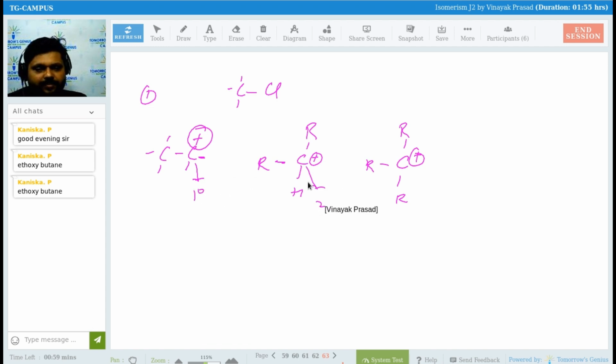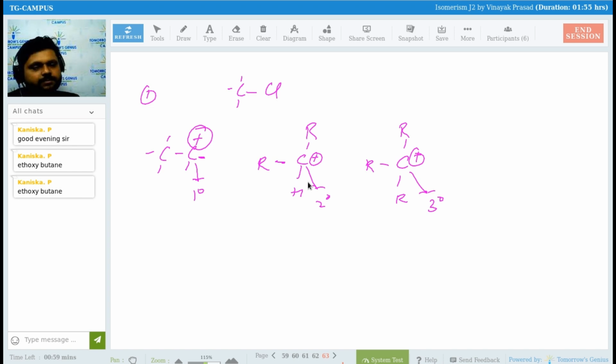This is 2 degree carbocation. And this is 3 degree carbocation. Can we say like this or not? Guys, please tell me. If a carbon is surrounded by 3 carbon, so it is 3 degree. If a carbon is surrounded by 2 carbon, then 2 degree. If a carbon is surrounded by 1 carbon, it is 1 degree carbocation. Plus charge means carbocation is there, right?